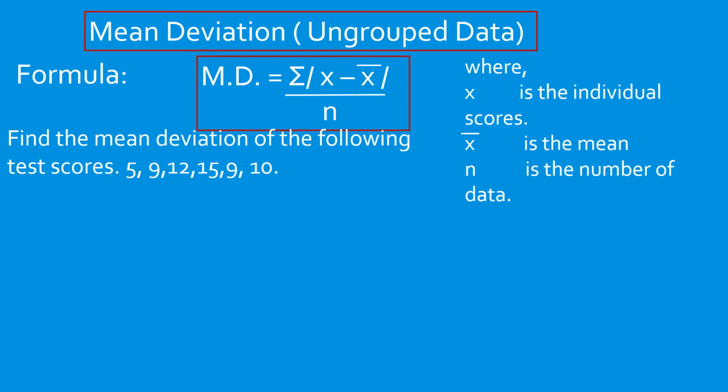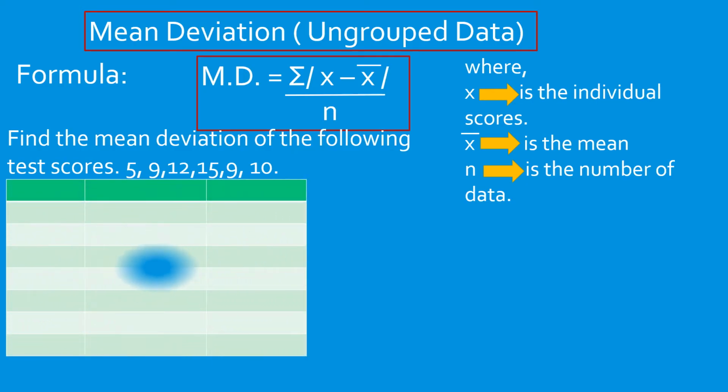So what does X mean? That's the individual scores. And then this X with the bar, the line, that is also the symbol for mean. And N is the number of data. Now, this is absolute value. So if we're going to find the mean deviation of the following test scores, we need to construct a table in order to organize our data.